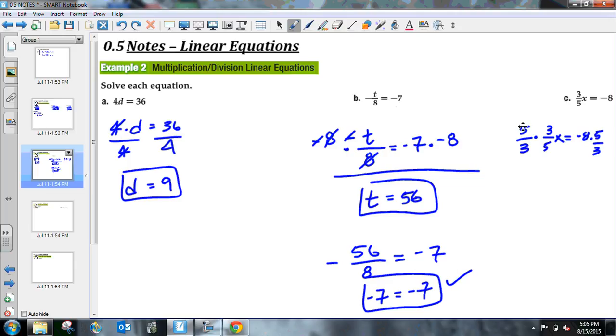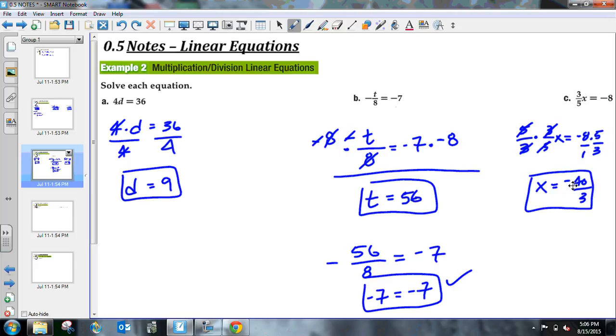There's a number of ways to think about this. The 5s can divide out to 1, the 3s can divide out to 1. In any case, when you multiply a fraction by its reciprocal, you get 1, which leaves you with x. Now I have this, and if I multiply fractions, this is -8/1 times 5/3. I'm just going to multiply across. So I've got -8 times 5, which gives me -40, and then 1 times 3 is 3. And that's my answer, -40/3.